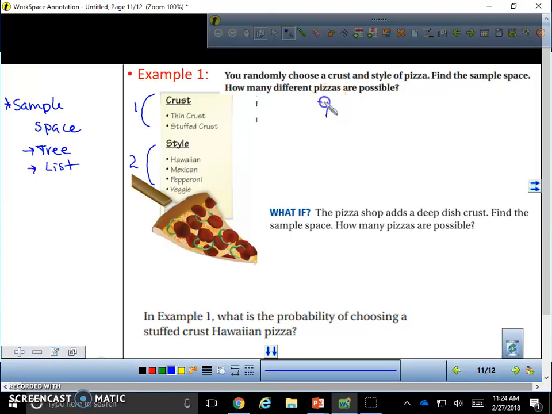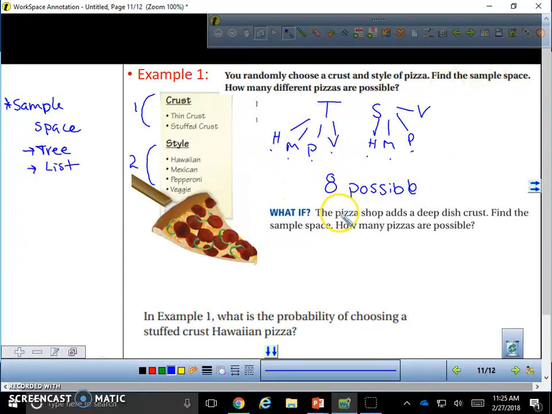Crust. We have thin, or we have stuffed. That's the first event. Second event, we have Hawaiian, Mexican, pepperoni, veggie. Hawaiian, Mexican, pepperoni, veggie. That second part of your tree is that second event. Done. Okay, find the sample space. Here's the sample space. How many different pizzas are possible? 1, 2, 3, 4, 5, 6, 7, 8. 8 possible, just counting that sample space.